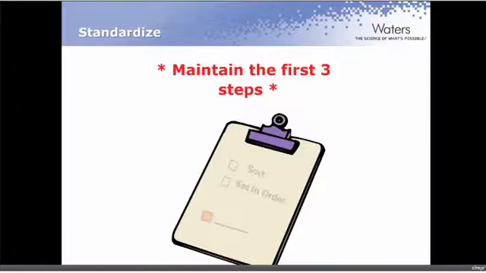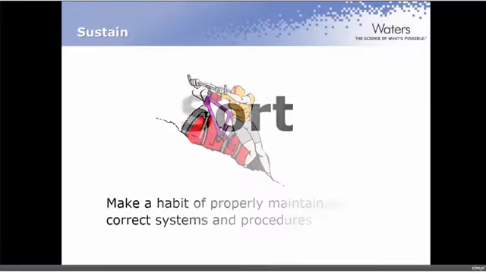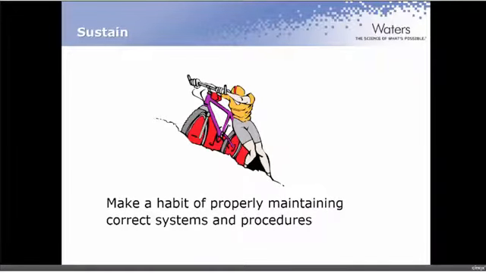And then the last S is the most difficult of all, and that is Sustain. That's where you're trying to make a habit of properly maintaining the correct systems and procedures. You're making sure it's being sustained, and we'll go into more detail on each of these 5S's. But this is the most difficult. You get the first three S's going, and if you don't standardize, it's going to be hard to sustain going down the road. I can tell you, we've been doing 5S at ERA for 4 years, and I'm not going to say it's self-sustaining, but it really is self-sustaining at this point in time.